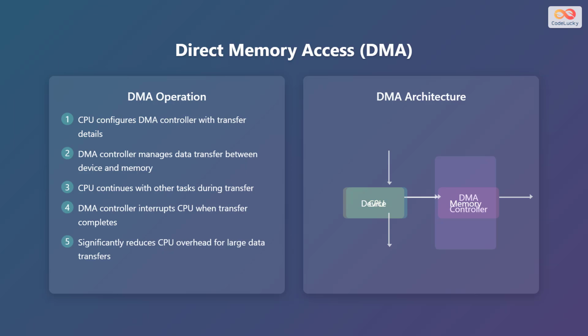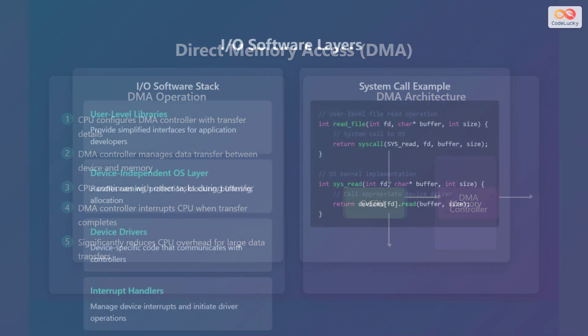Here is a simple diagram illustrating the direct memory access architecture. The CPU communicates with the DMA controller, which in turn manages data transfer between a device and the memory.